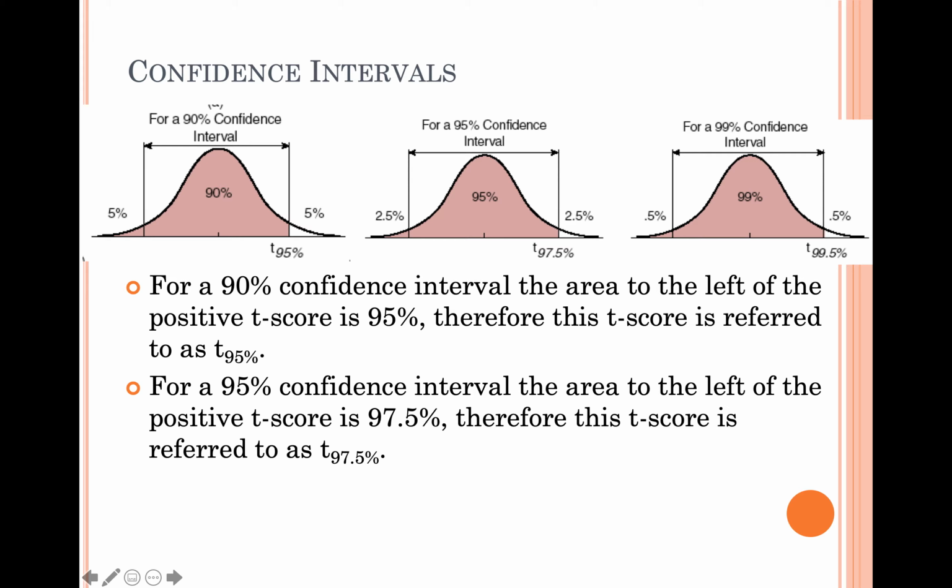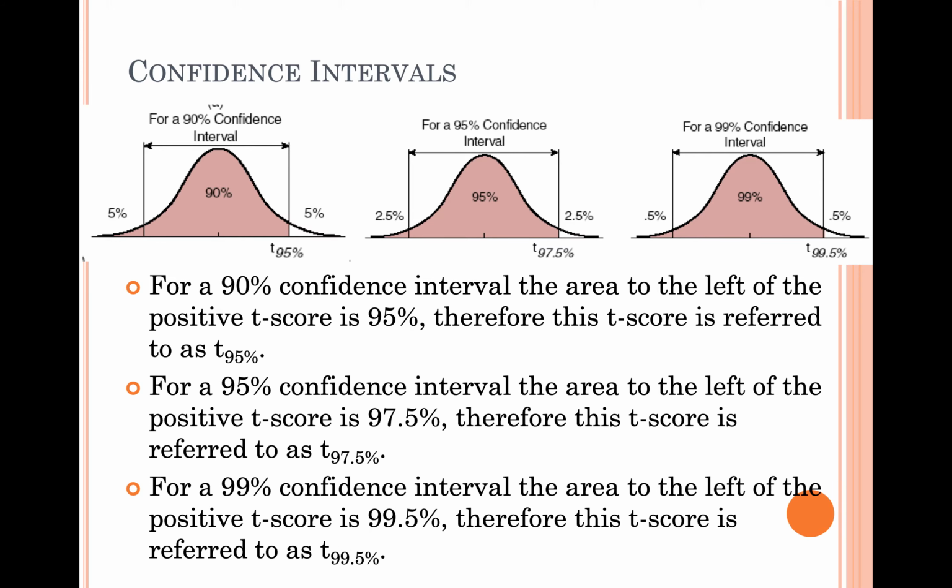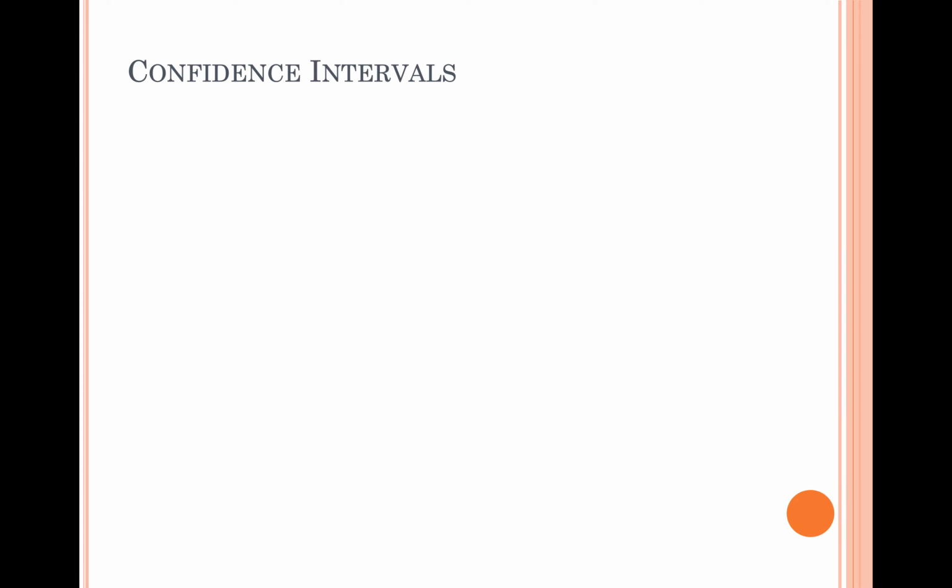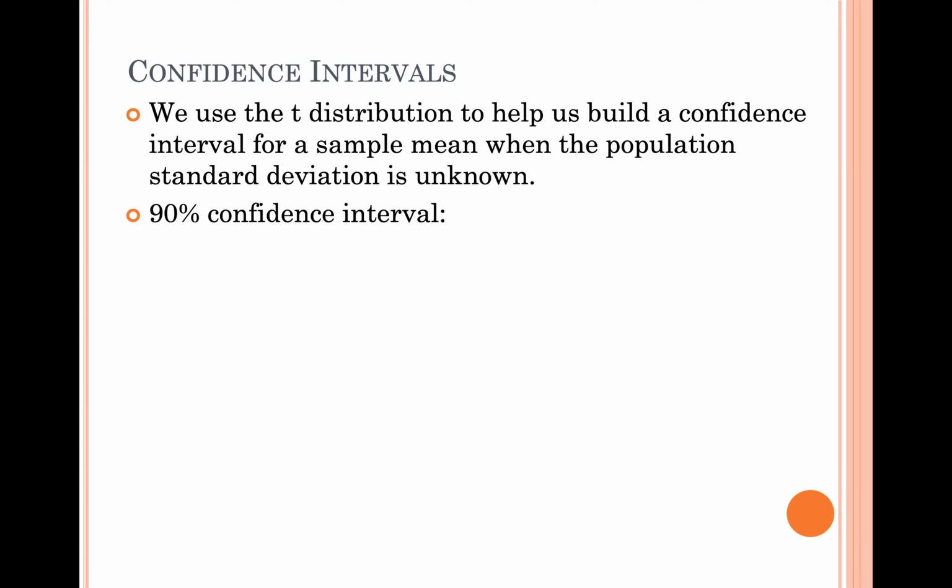Similarly, for a 95% confidence interval, we are going to use a t-score labeled T97.5%. And for a 99% confidence interval, we're going to use a t-score labeled T99.5%. So these are the formulas. Next page. Here they are.